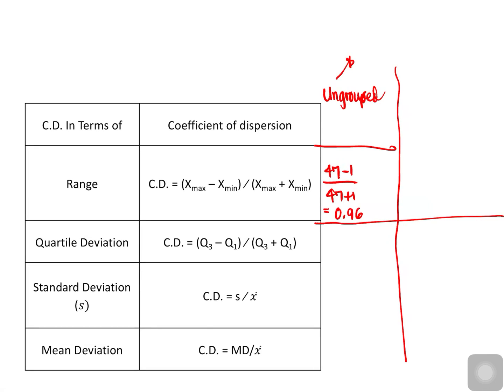Then for the quartile deviation, we have our third quartile, 24, minus the first quartile of 9. This is 24 minus 9 divided by 24 plus 9, and it gives us 0.45.